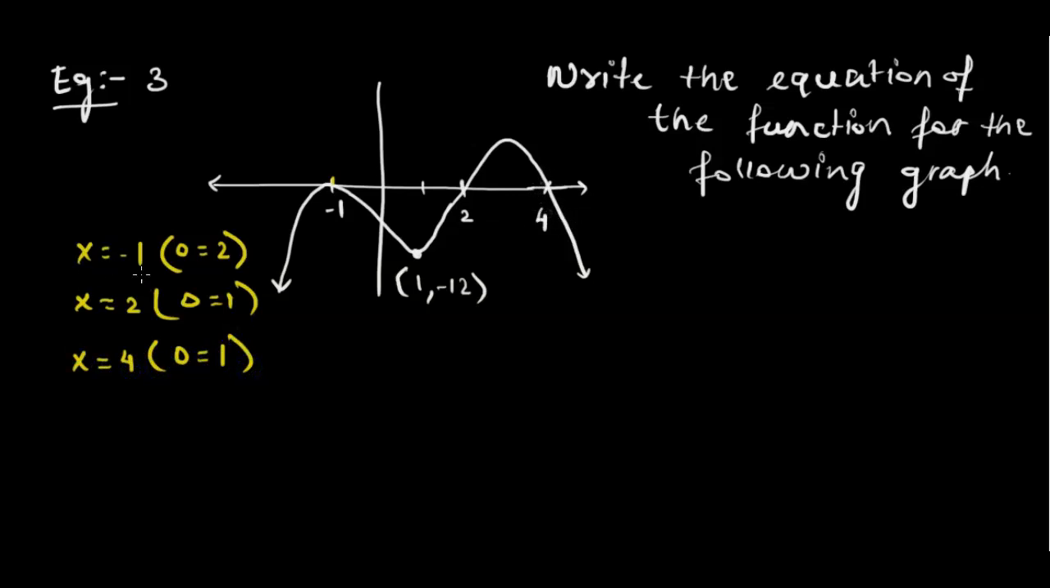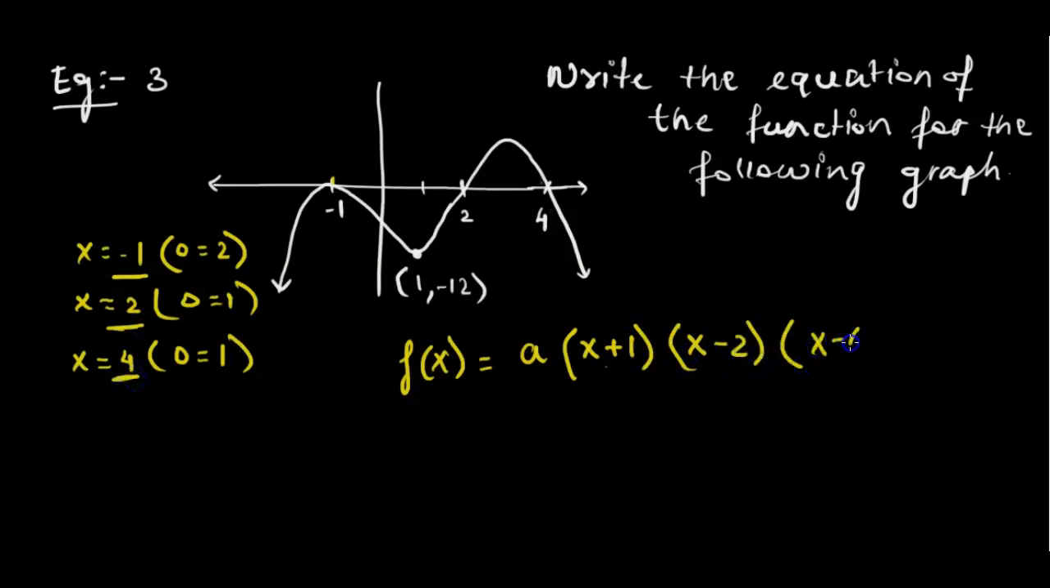Then we have to put these x-intercepts in the form of an equation using the factors. So f(x) would be equal to a. The first x-intercept is x equal to -1. We put it as a factor with opposite sign, so it's (x + 1). Next is x equal to 2. Opposite sign means (x - 2). Next is x equal to 4. Opposite sign means (x - 4). Order of x equal to -1 is 2, so the power we'll put as 2. Next is power 1, power 1. This is how the general equation of the family would look.